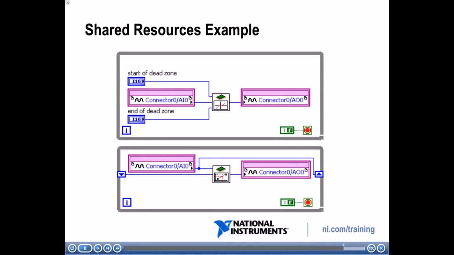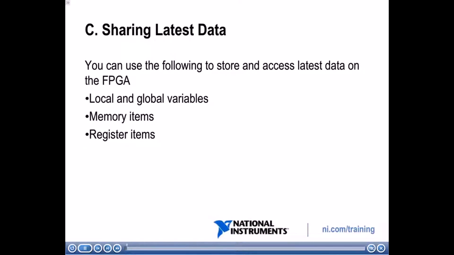Now you can describe and list shared resources on FPGA. Next, we will share latest data between parallel loops running in the same FPGA VI using local variables, and share latest data between multiple FPGA VIs using global variables. In the previous section, we described and listed shared resources on FPGA. By the end of this module, you will be able to share latest data between parallel loops running in the same FPGA VI using local variables, and share latest data between multiple FPGA VIs using global variables.